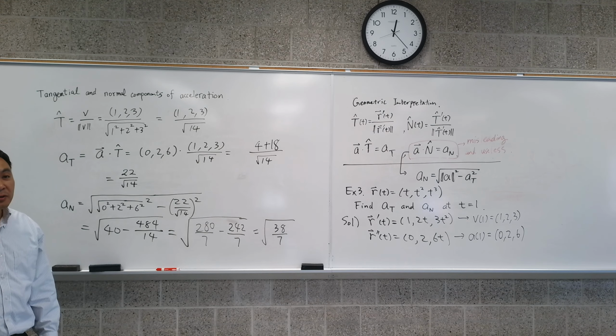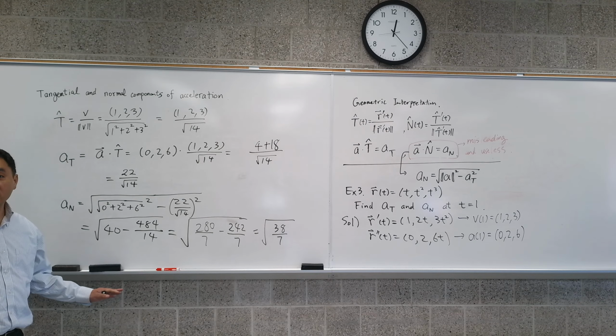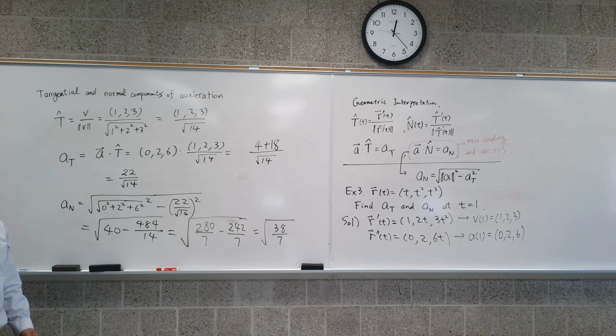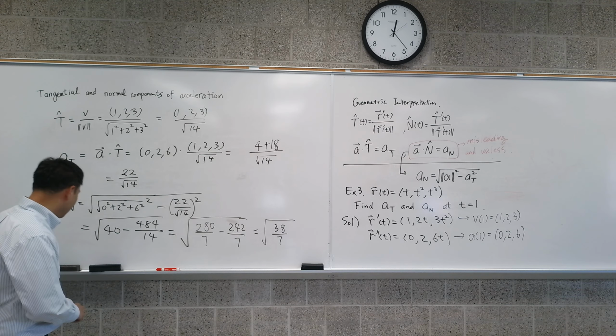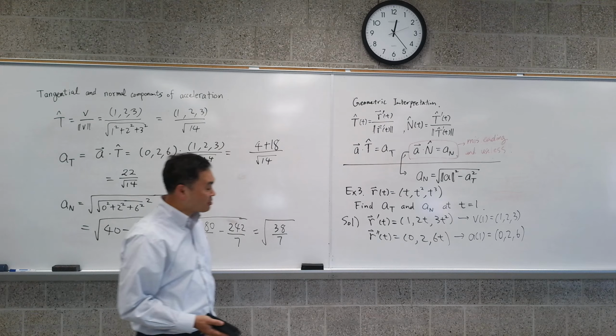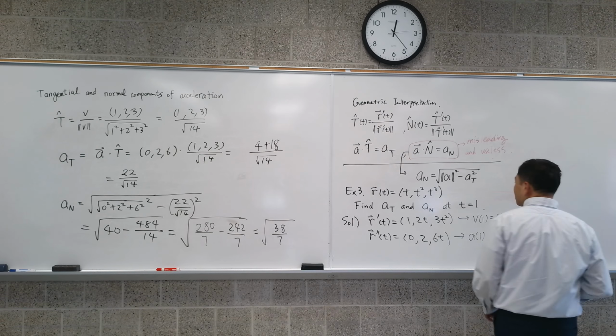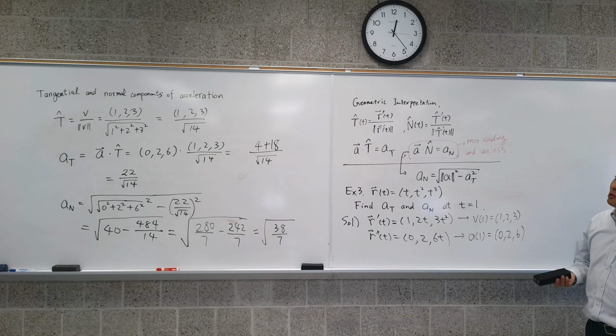All right, so any questions here? So here, is the particle speeding up or down? Speeding up. This is positive, so it's speeding up. If this was negative, it would be slowing down. Is this particle turning? Yes, indeed, it's turning. So that's what you can figure out from the acceleration. It gives you the tangential and normal components of acceleration.